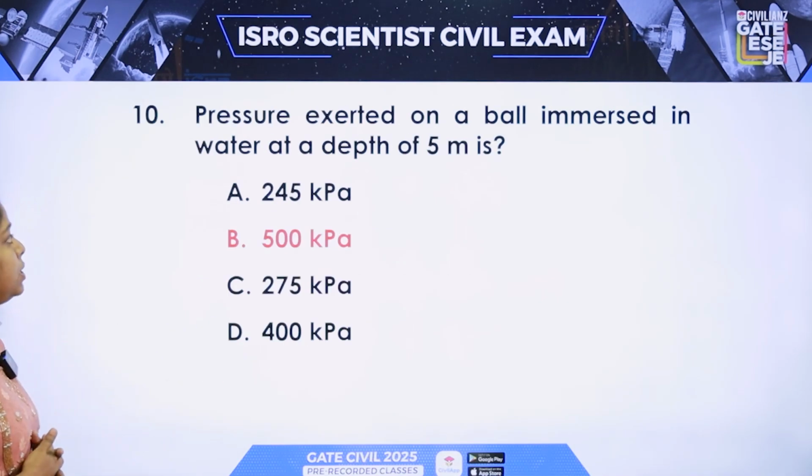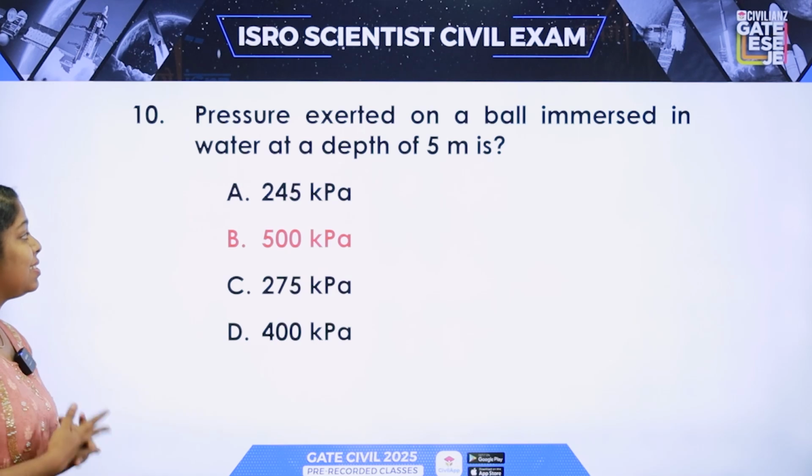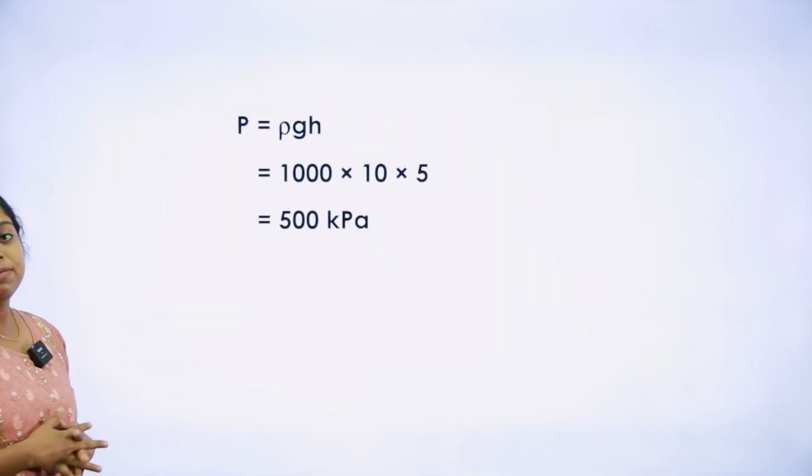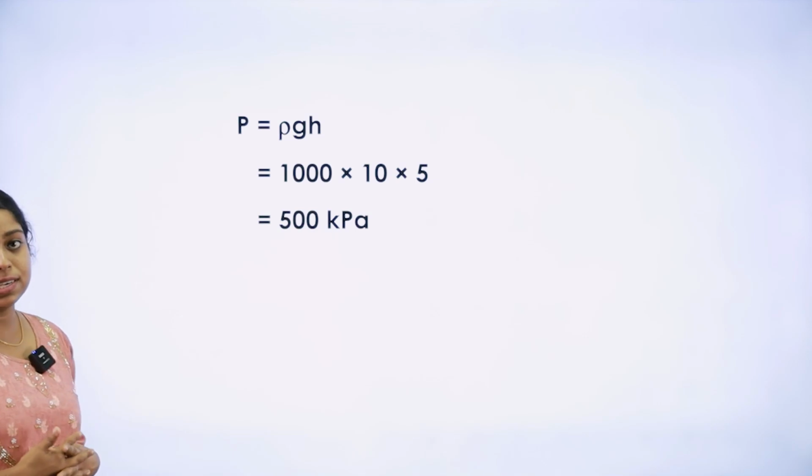Next question is the 10th question. The pressure exerted on a ball immersed in the water at a depth of 5 meter is. This is a simple question. So, we will find out the pressure as P is equal to rho g h.